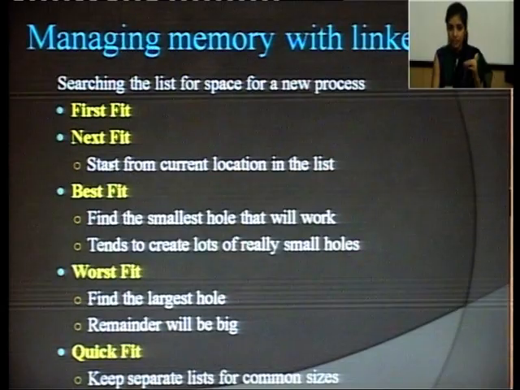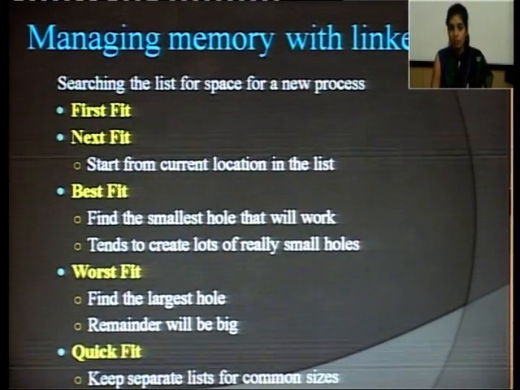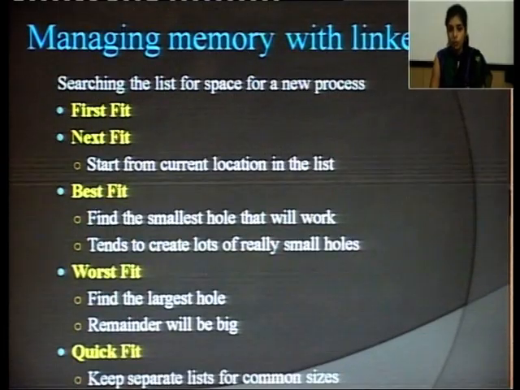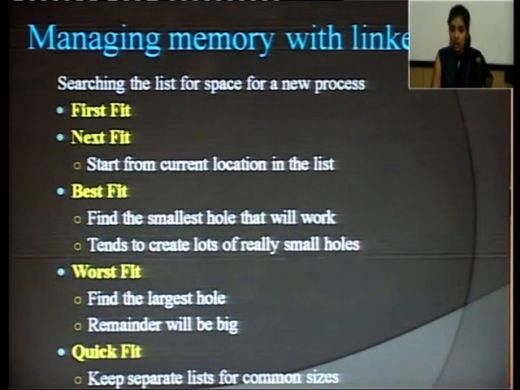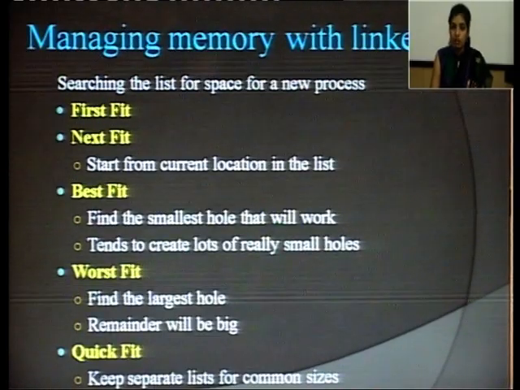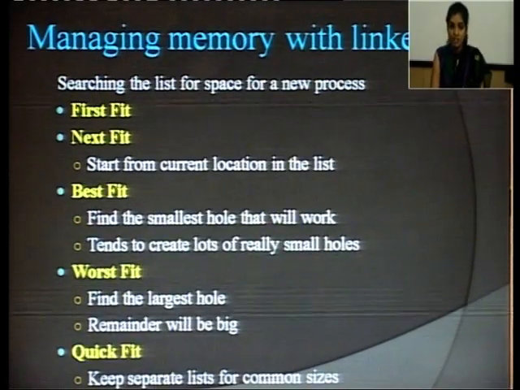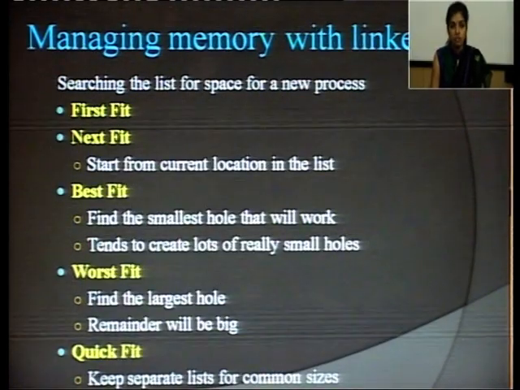Next fit starts from the current location in the list. If we already have 5 processes in memory, then our pointer will point to the next fifth position, not from the beginning. It starts from the last occupied space, and the next available free space is allocated to a new process.